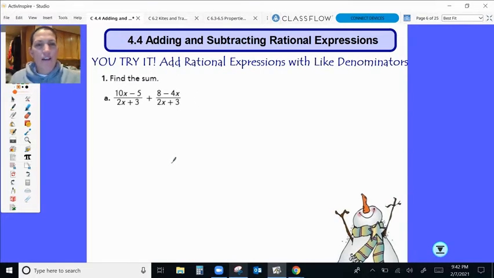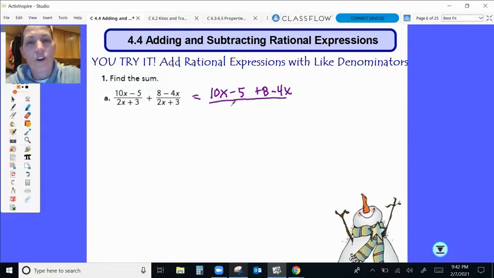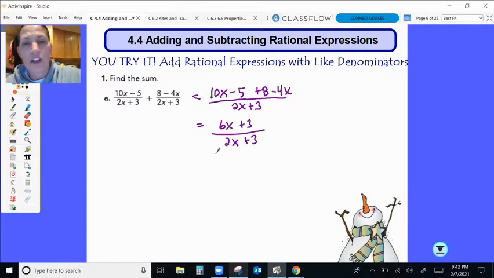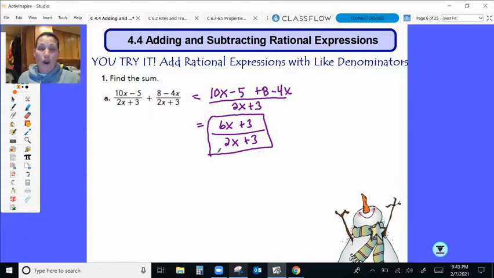Okay, so all we're going to do is, we have a common denominator, so we just add 10x minus 5 plus 8 minus 4x all over our common denominator of 2x plus 3. That's going to give us 10x minus 4x, which is 6x, and then negative 5 plus 8 is a positive 3, all over 2x plus 3. Remember, we cannot cancel the 3 or the 2x and 6x because they are not products, they are sums. We cannot cancel those. Do not do that. Every time you do that, a kitten dies.